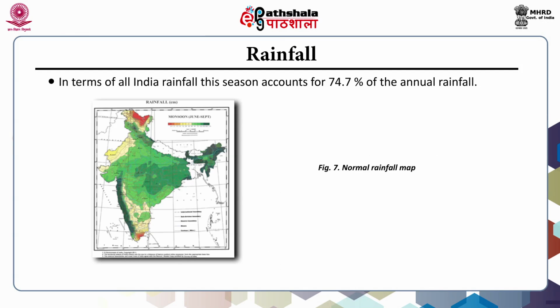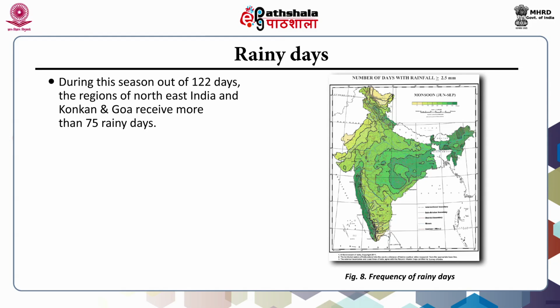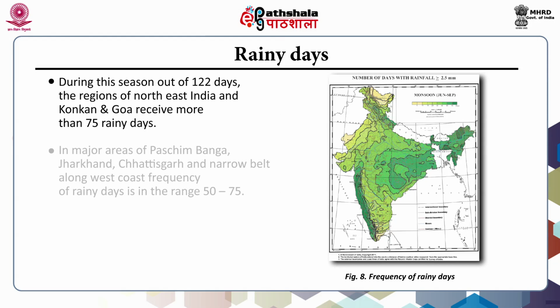In terms of all India rainfall, this season accounts for 74.7% of annual rainfall. During this season, out of 122 days, the regions of Northeast India and Konkan Goa receive more than 75 rainy days. In major areas of Paschim Banga, Jharkhand, Chhattisgarh and the narrow belt along the west coast, the frequency of rainy days is in the range of 50 to 75 days.